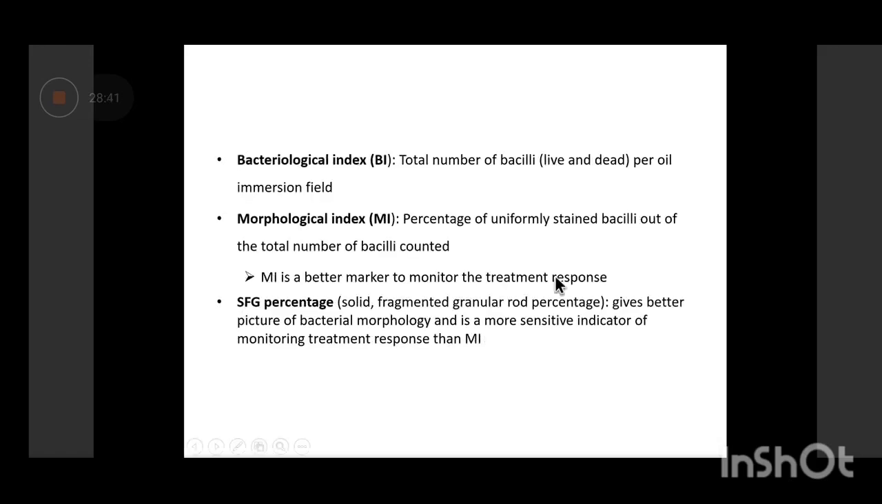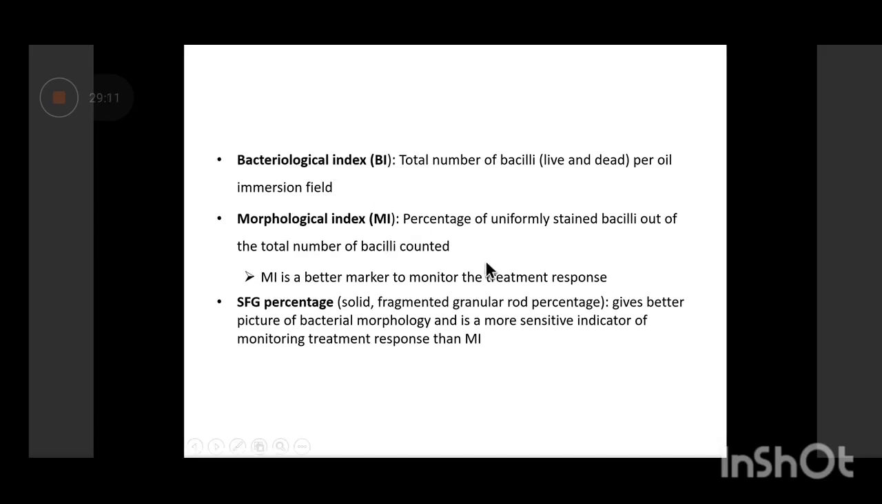We take out the bacteriological index and the morphological index. The bacteriological index is the total number of bacilli, whether dead or live, per oil immersion field, which includes both live and dead bacilli. That is why we need to know how dead bacilli and live bacilli look, in order to take out the bacteriological index. So it will give a total number.